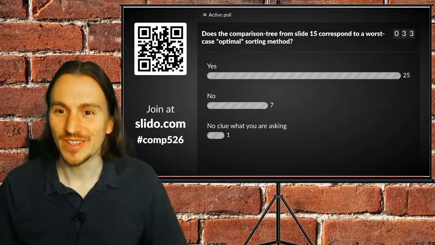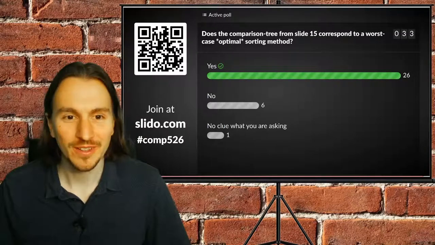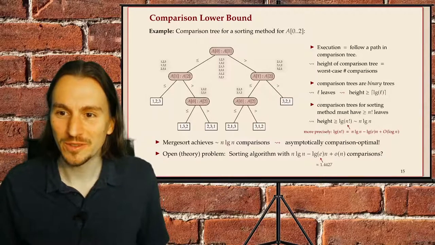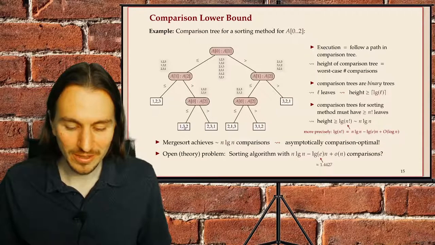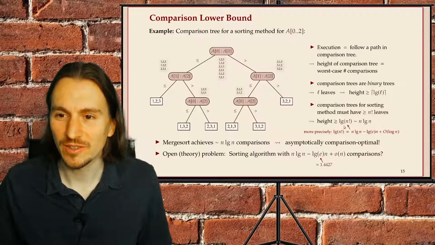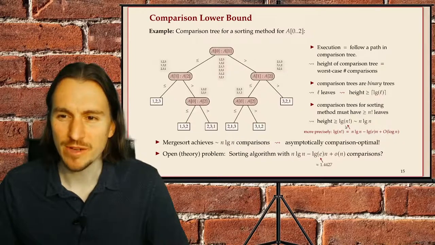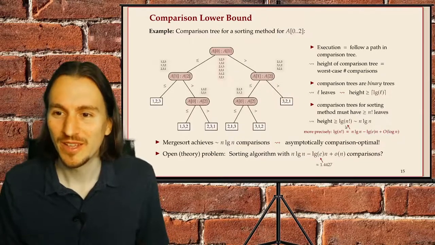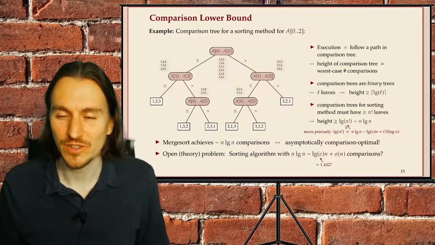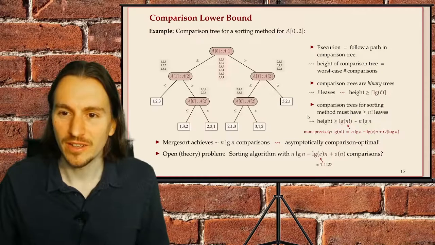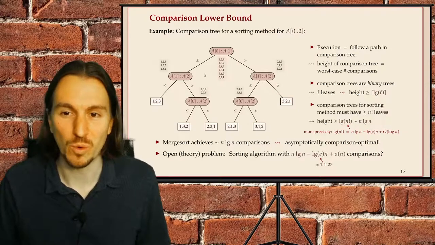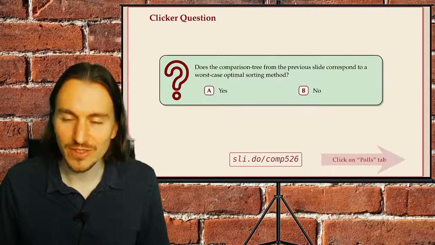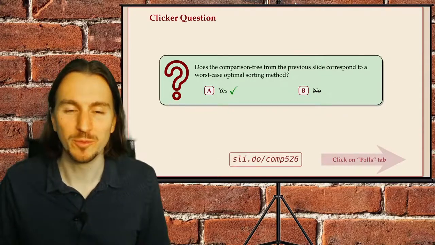Yep. So there's a large fraction of you who are saying, yes, this is optimal, and this is correct. And the reason for that is, well, we have to look at the number of leaves. There are 6 leaves in this case. So we take the logarithm of that. That's a number between 2 and 3. We can't really do sorting with 2.5 comparisons in the worst case. That won't work. So the best we can do is round up. And that means 3 comparisons are necessary to sort 3 elements. And this algorithm also shows that this is sufficient because this is one way to do it. There are others which are equally good. So yes, this is an example of an optimal, worst case optimal sorting method for 3 elements.